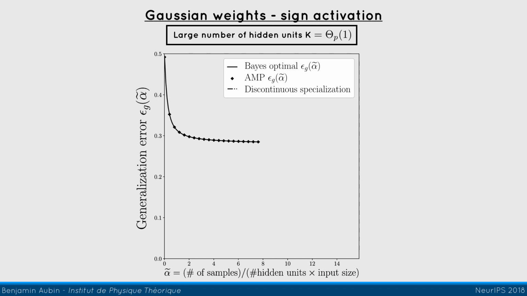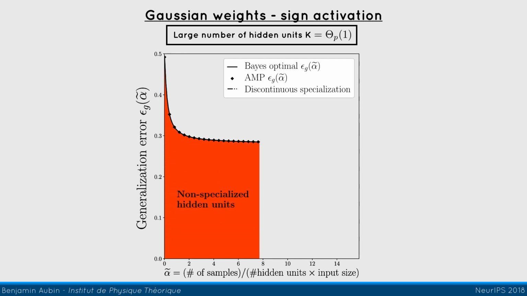In this regime, the optimal solution has non-specialized hidden units, meaning that the student believes in linearly separable data. We then observe a discontinuous specialization transition at which the optimal generalization error jumps and then decreases to zero. In this regime, the student is theoretically able to find a solution with specialized hidden units, meaning he understands that data are in fact non-linearly separable.